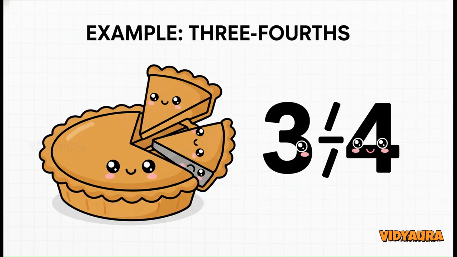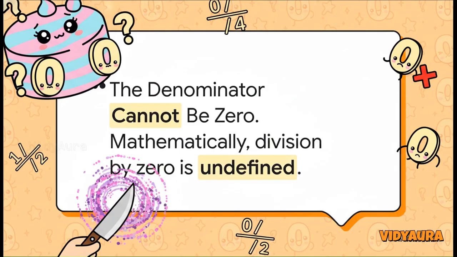Let's look at a real example. 3/4, or three quarters. That bottom number, the 4, tells us our pie was cut into 4 equal slices. And the top number, the 3, that just means we're talking about 3 of those slices. See? 3 out of 4 equal parts. Simple as that.